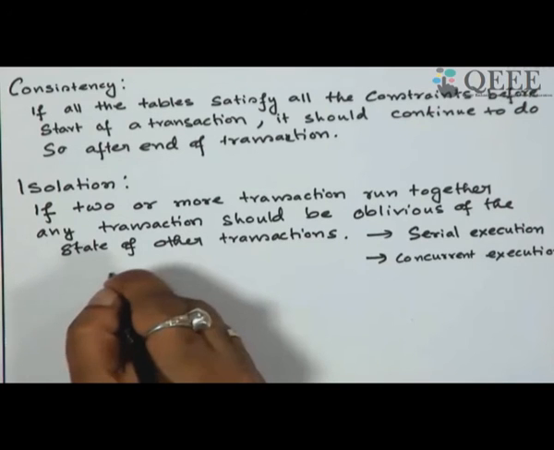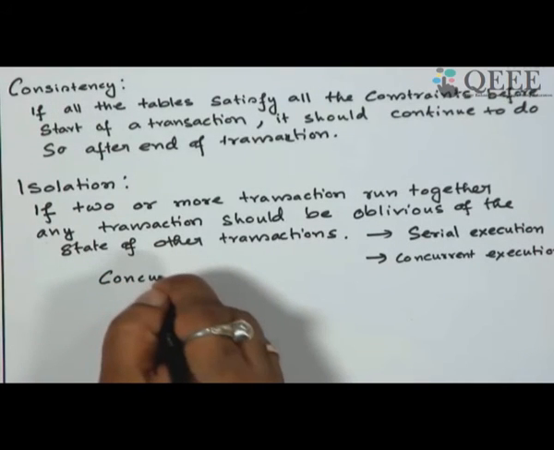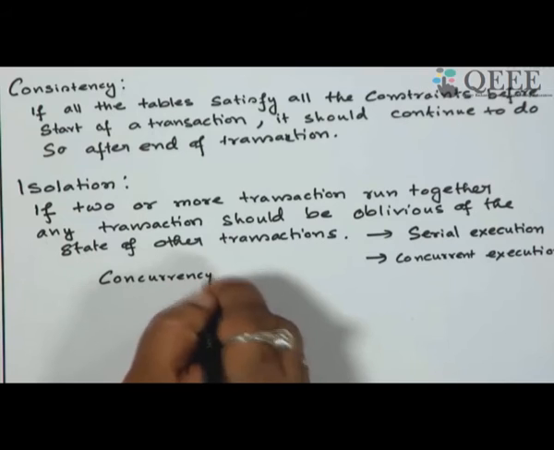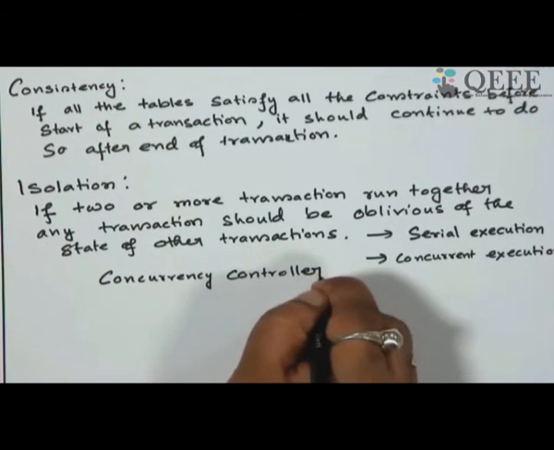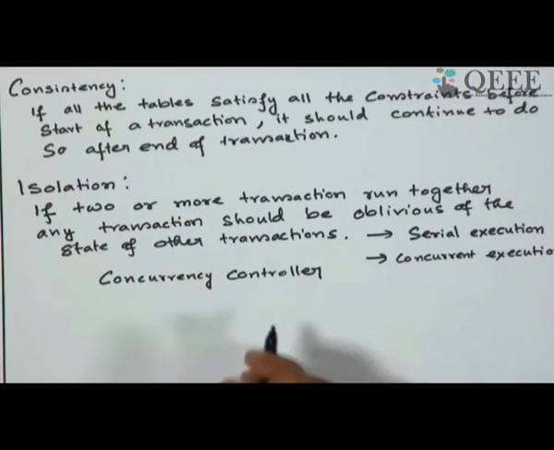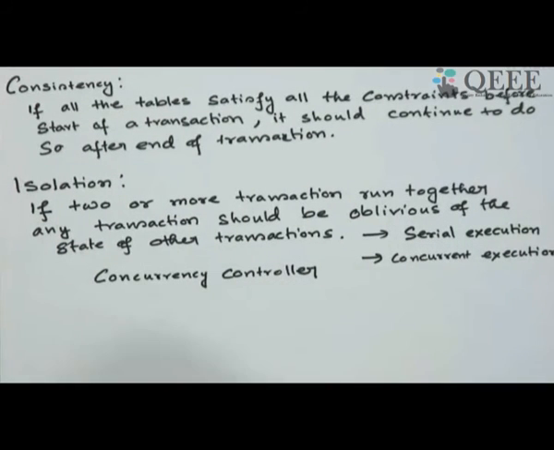So the concurrency controller's job is to ensure isolation under concurrent execution. We'll see some concurrency control. Basically, you use locks and similar mechanisms to do that.